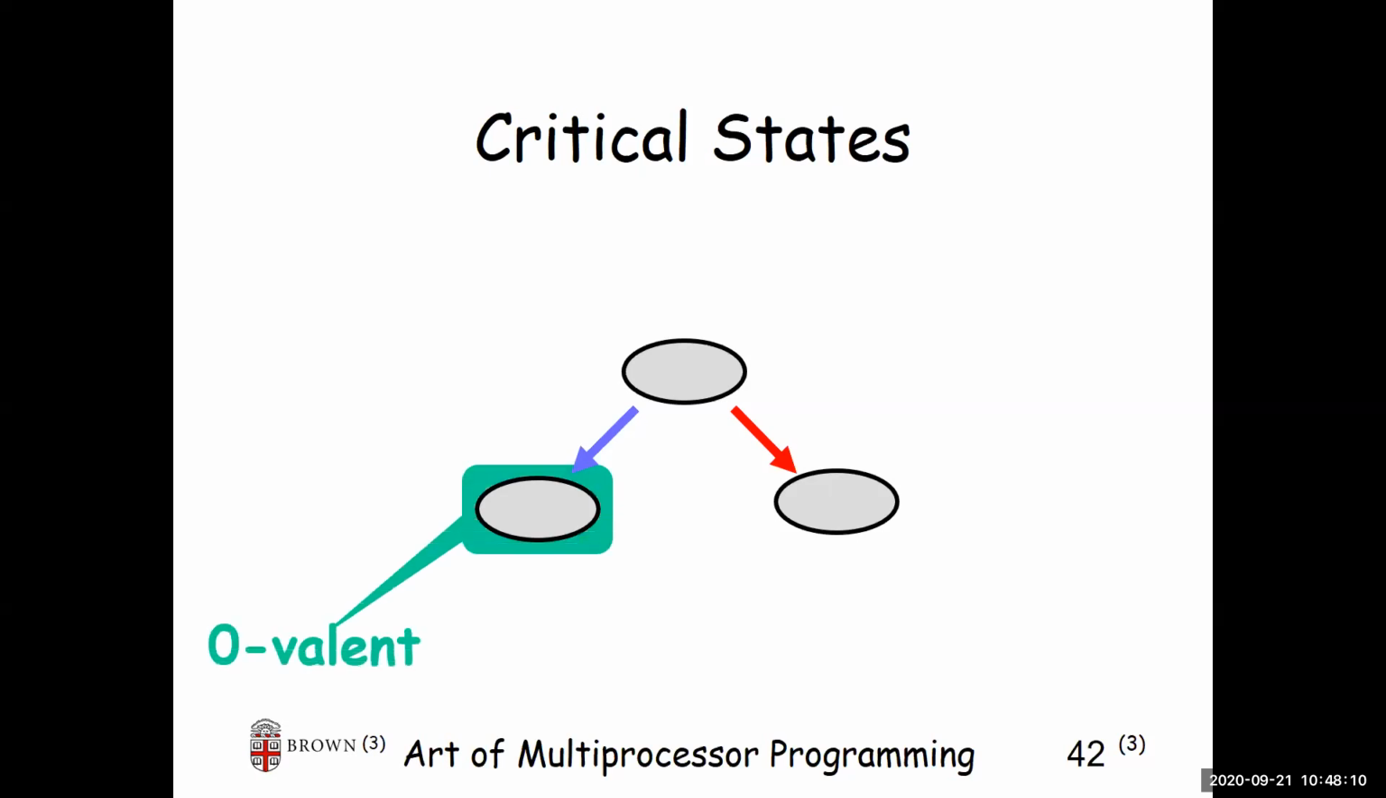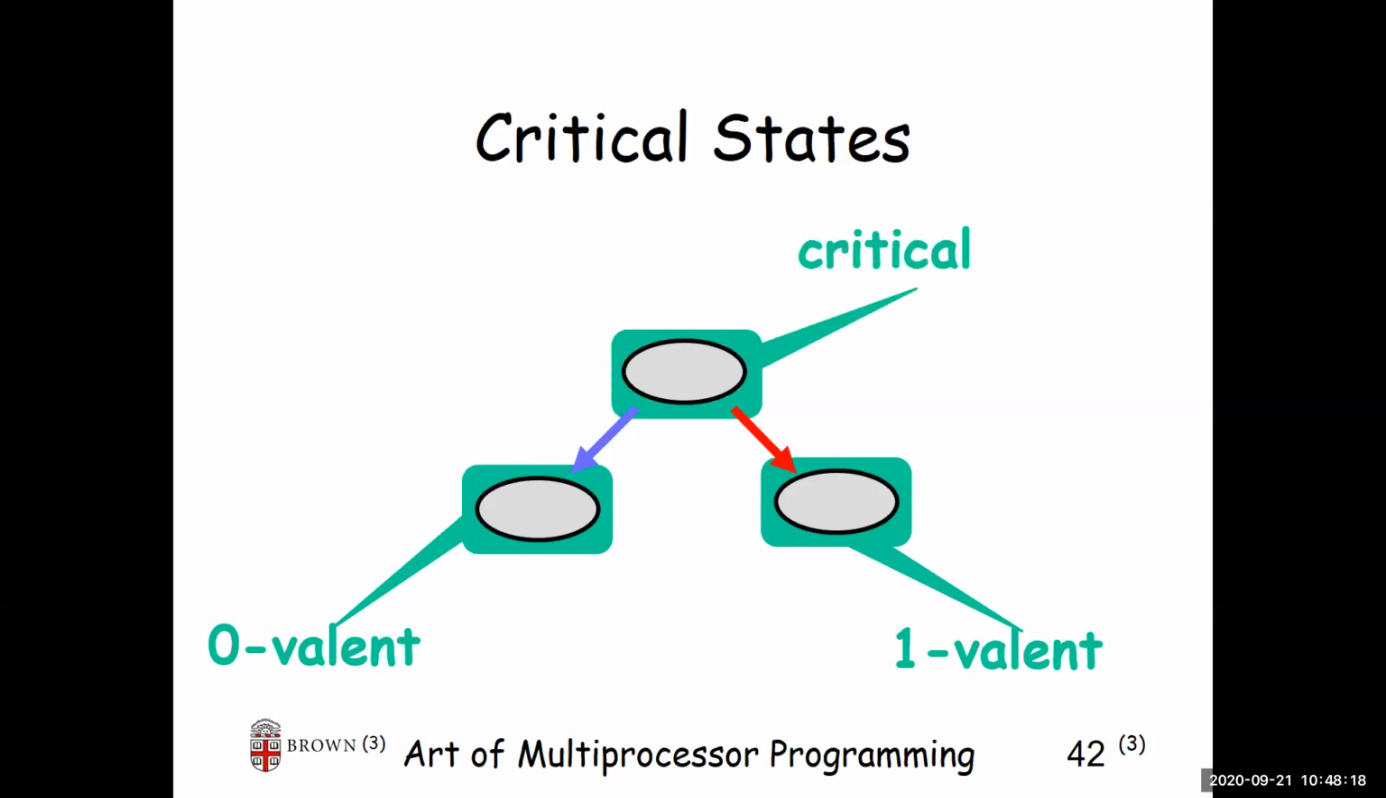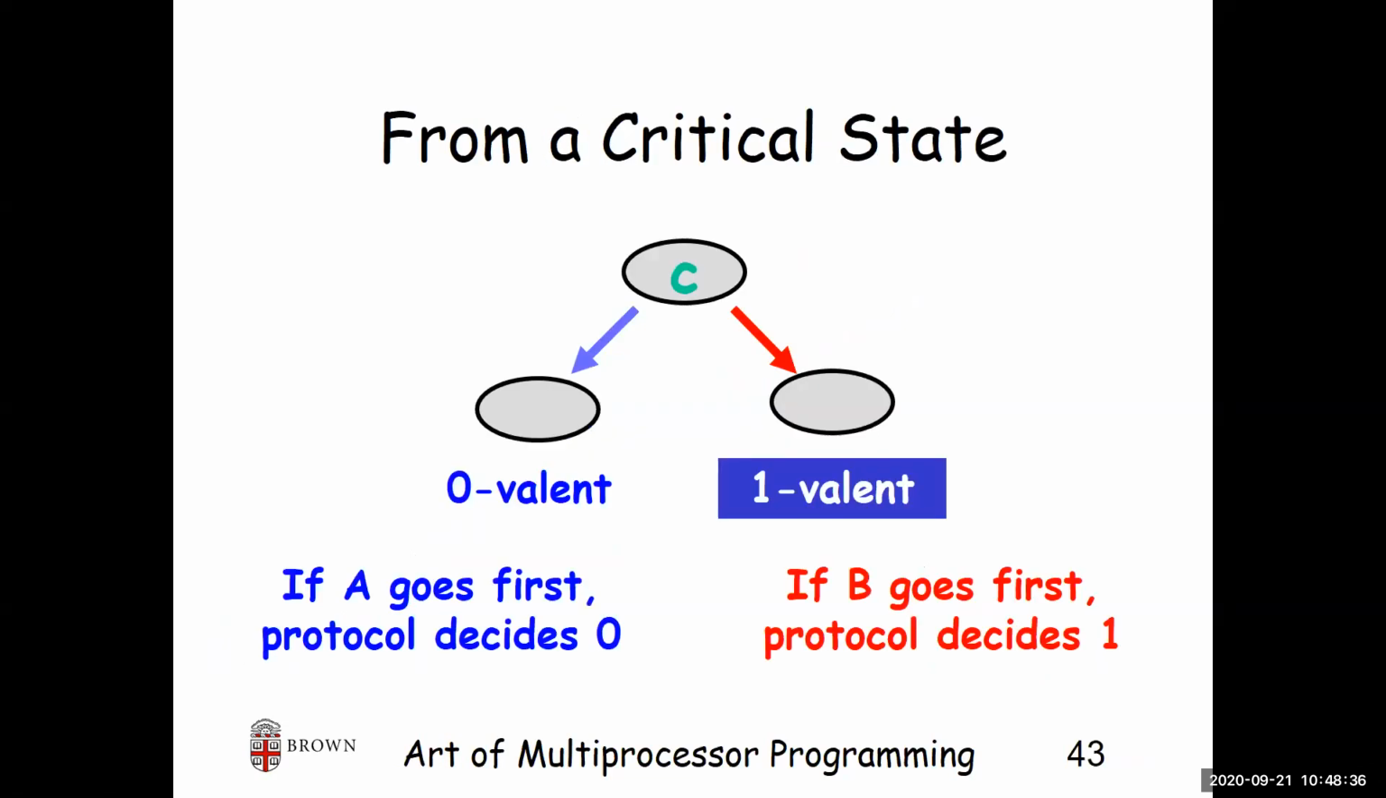So we have to make sure that we can do all these things in order to solve consensus. There must be some critical state at some point in this execution. When we're at that critical state, whatever we do, we're going to go to a univalent state, whether it be 0 or 1. It's called critical because no matter what we do after this state, we're no longer bivalent. So from a critical state, we can go to 0-valent or 1-valent, depending on whether A or B goes first.